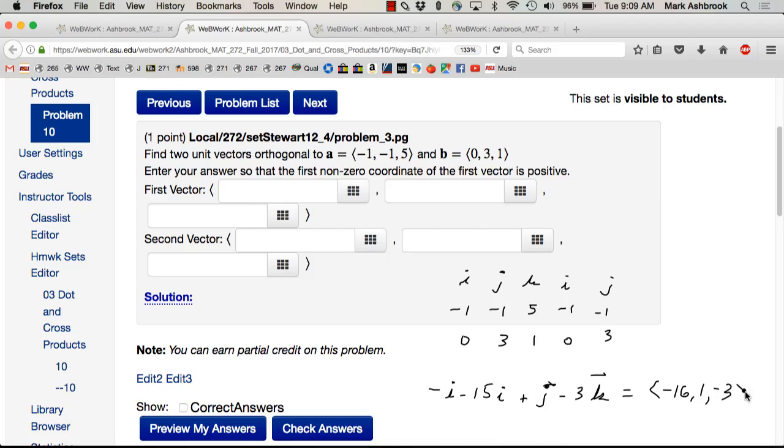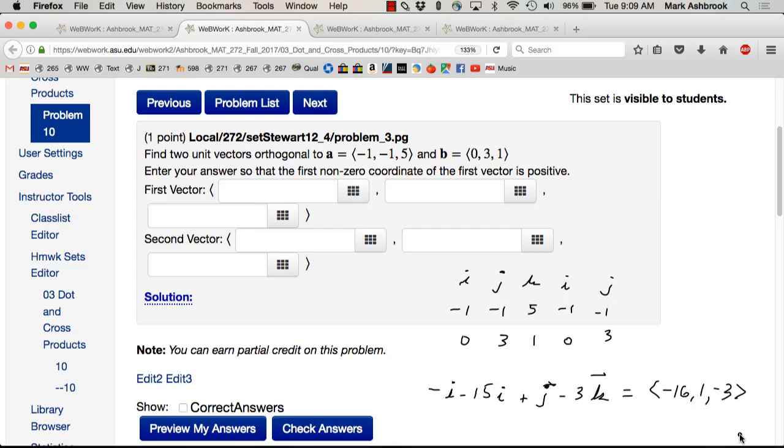Did I do the math right? So what is this? This is a vector orthogonal to both A and B. And by the right-hand rule, if I pointed my fingers in the direction of A so that I could curl them towards B, my thumb would be pointing in exactly this direction. Okay?